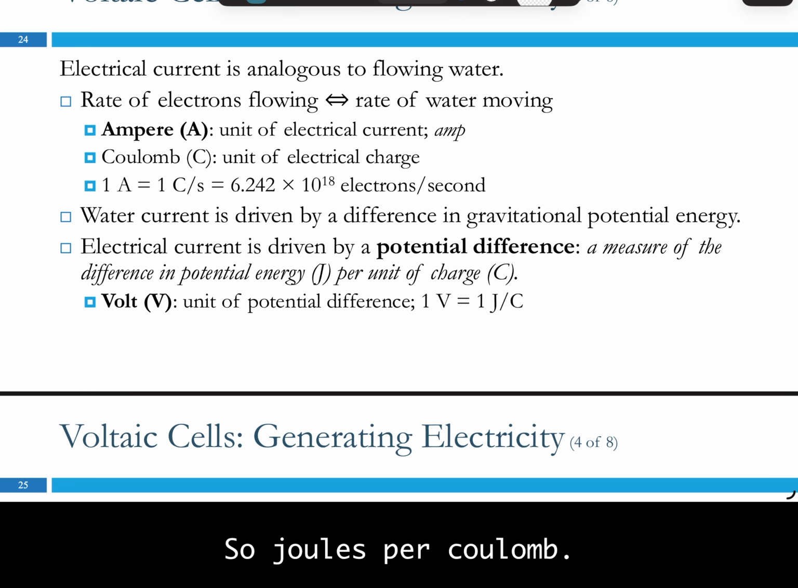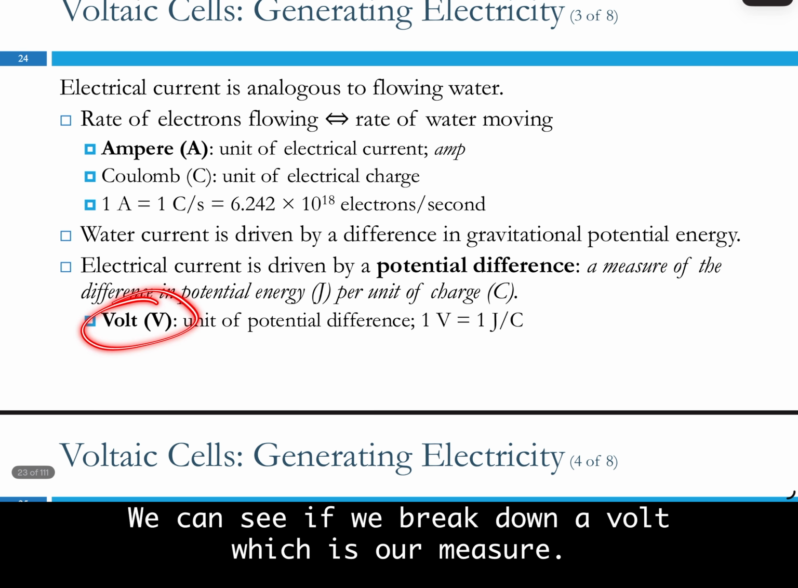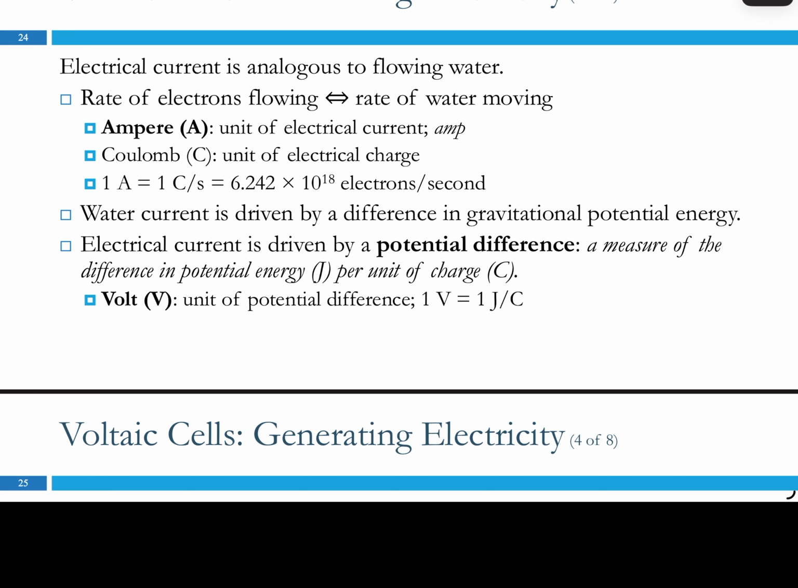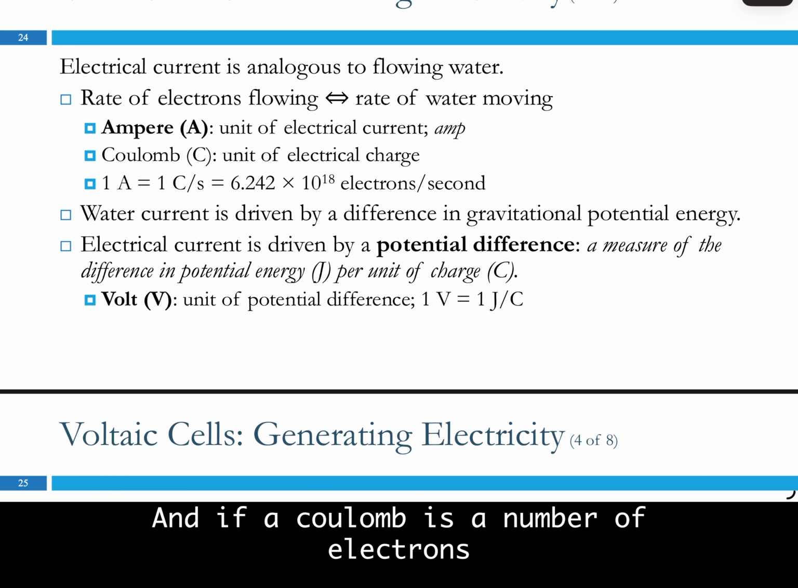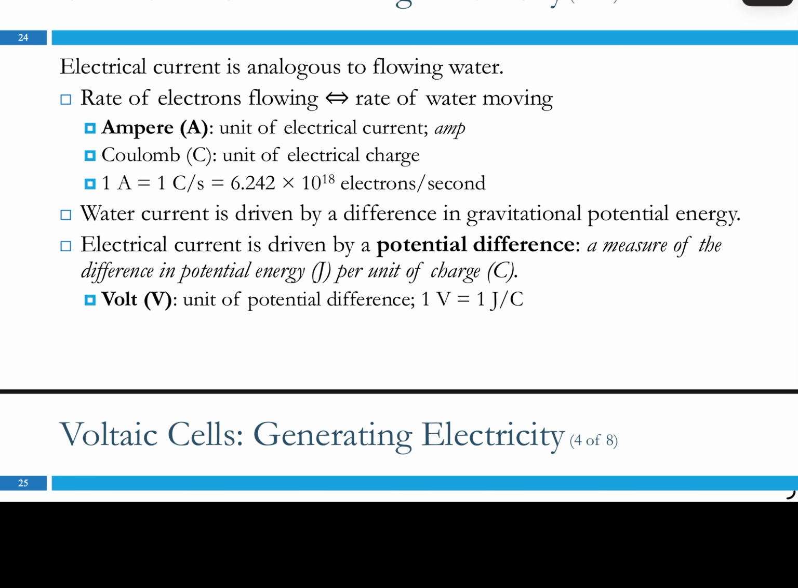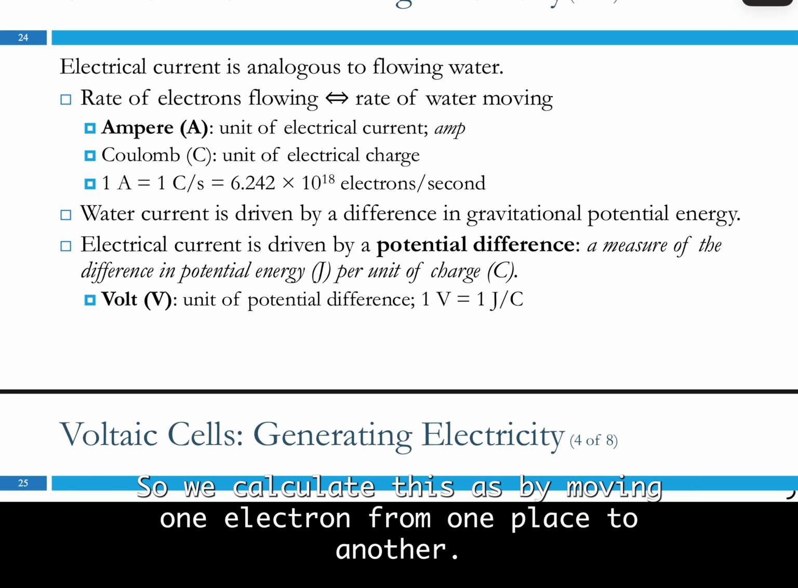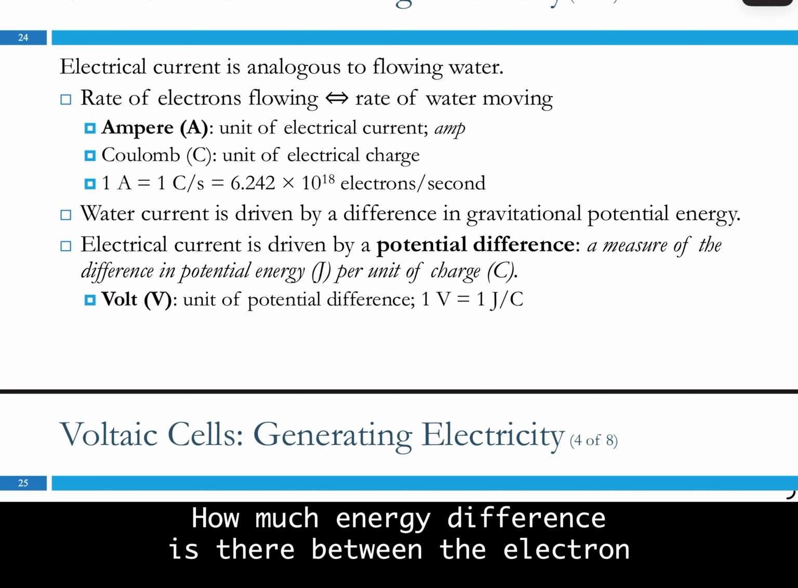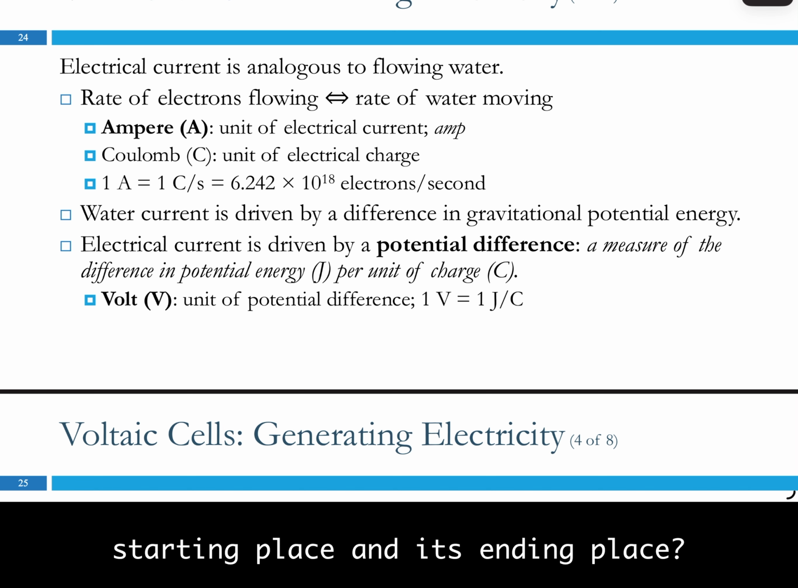Per coulomb. So joules per coulomb, we can see if we break down a volt, which is our unit for potential difference, is joules per coulomb. And if a coulomb is a number of electrons, then this is the amount of energy different two things are per coulomb of electrons. So you calculate this as, by moving one electron from one place to another, how much energy difference is there between the electron's starting place and its ending place?